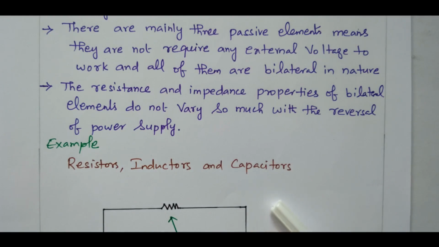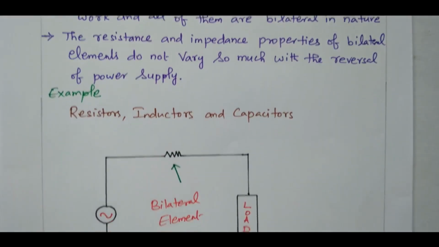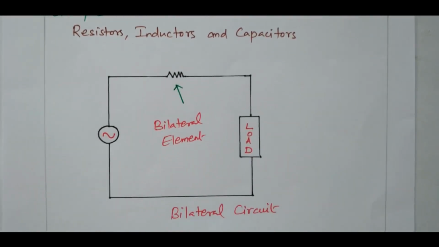So during the change of current, the polarity of voltage or current will not affect much, right? It will act as it is. The examples are resistor, inductor, capacitor. So this bilateral circuit is available with a connected resistor. Either the current is positive or negative, it will act as a resistor. It will absorb the power. It will not bother about whether the current is positive or negative.